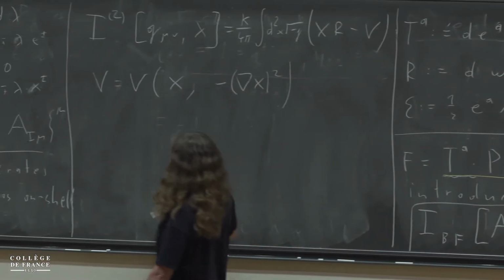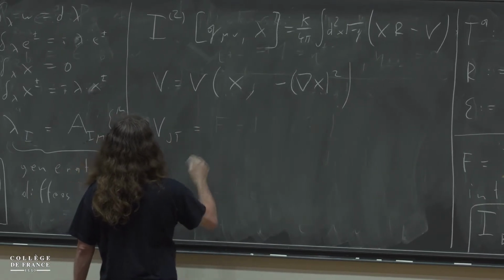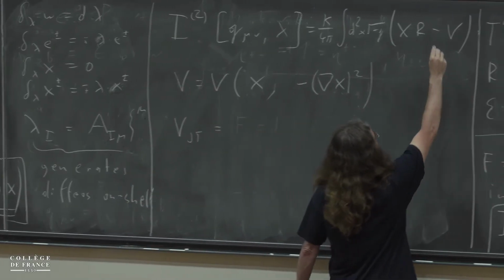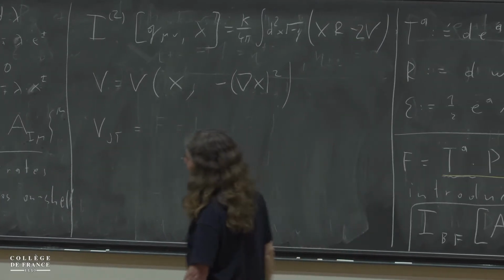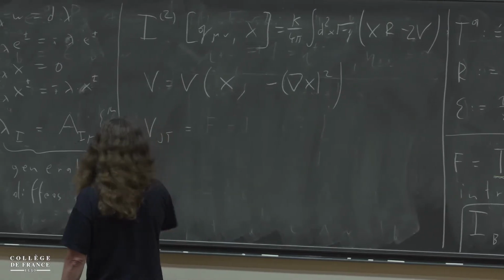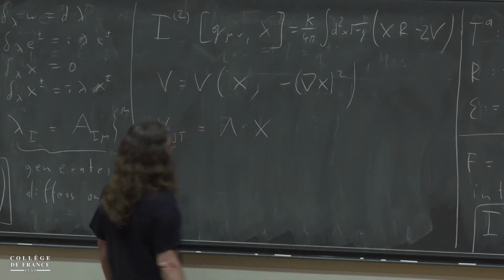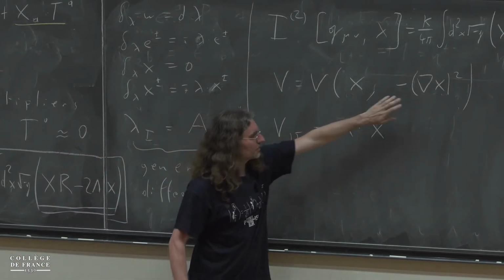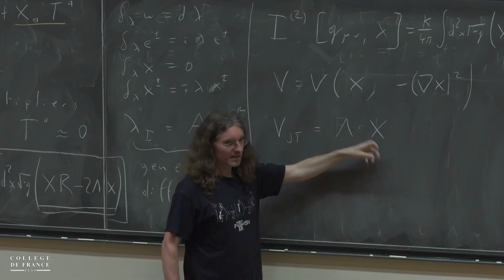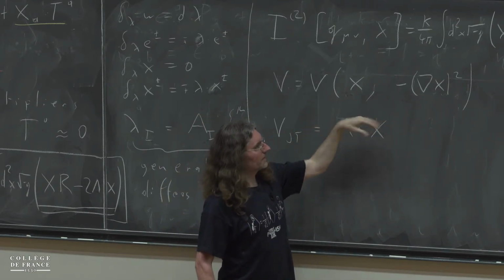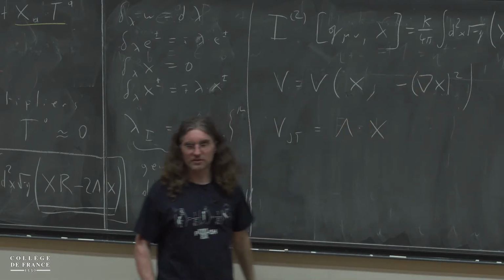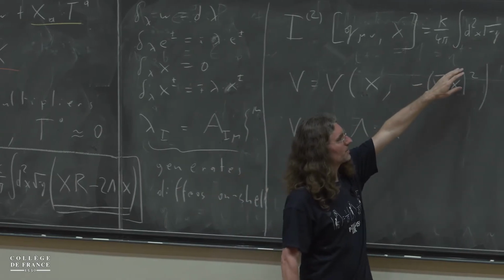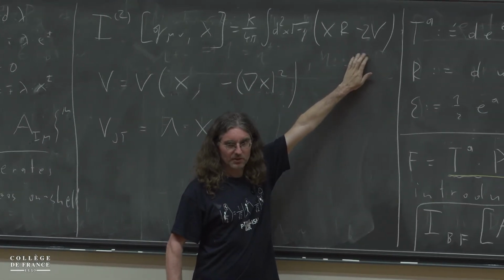So the special case of the Jackiw-Teitelboim model is where this function, and I guess I have a factor 2 here for convenience, V is just lambda times X. That's one simple model where this potential only depends on X and not on the kinetic term, and it depends on X linearly. But any such function leads to a legitimate two-dimensional dilaton gravity theory. And our claim that I try to make a bit more precise is that this is the most general theory that you can write down.